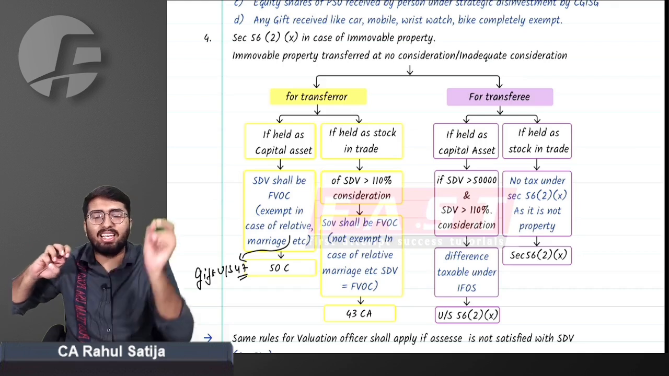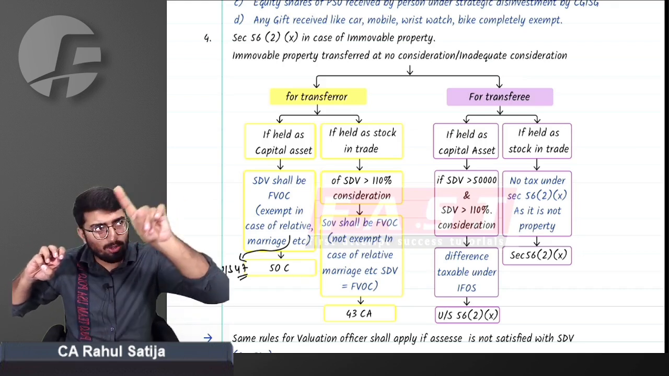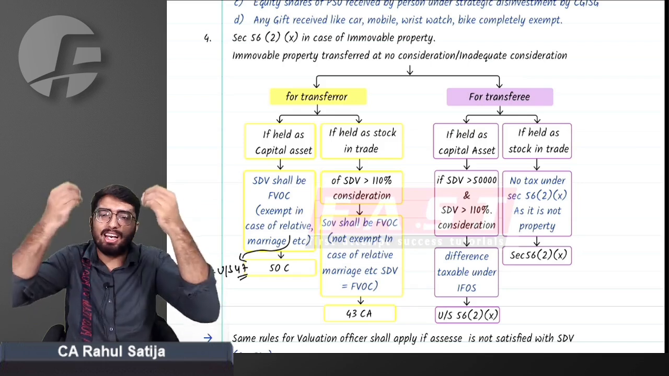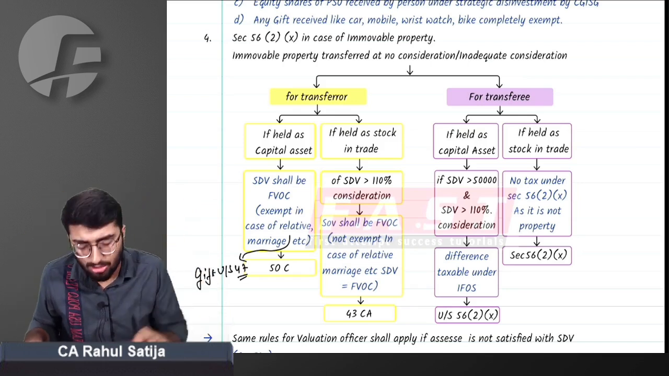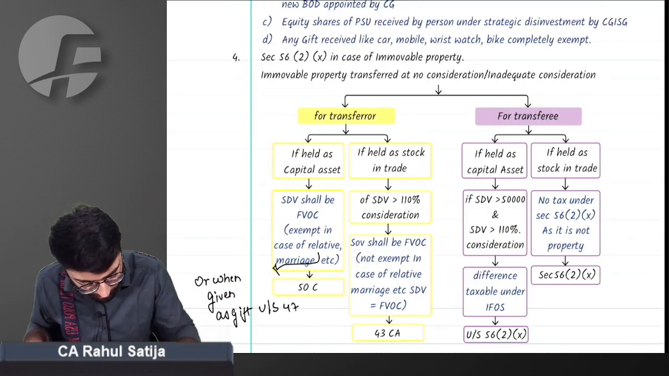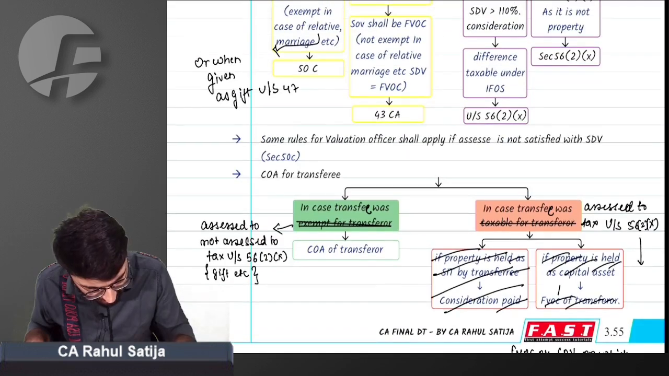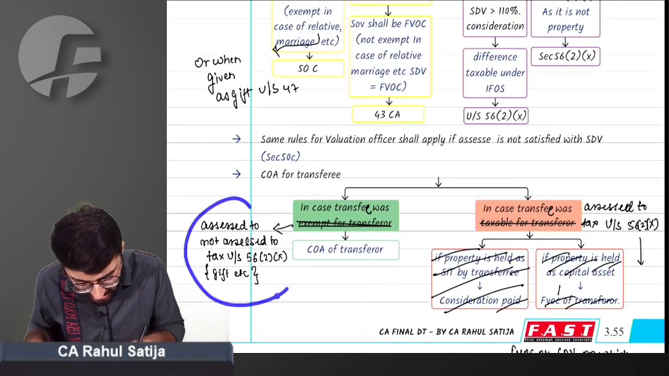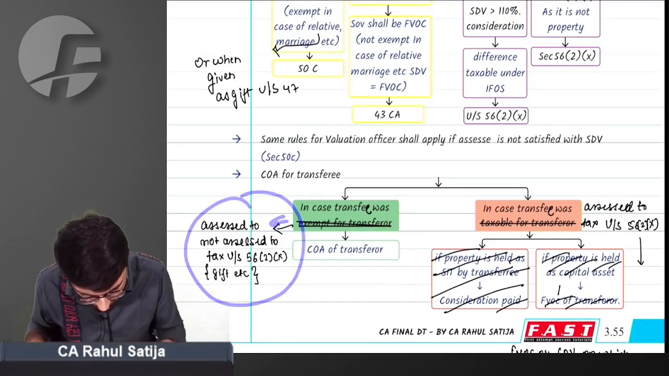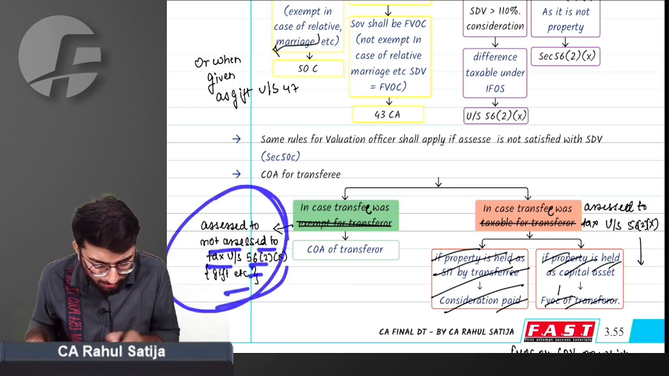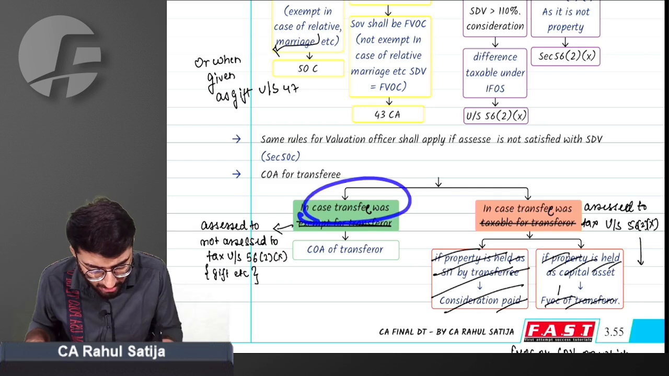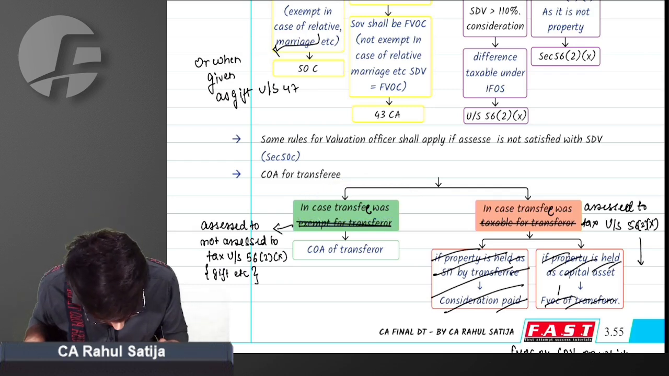And lastly, if she holds such property as stock in trade, any amount paid as consideration will be the cost of acquisition. I have written it here. I will be correcting it here. SDV, not assessed to tax under section 56(2)(x), in case the transfer was exempt.